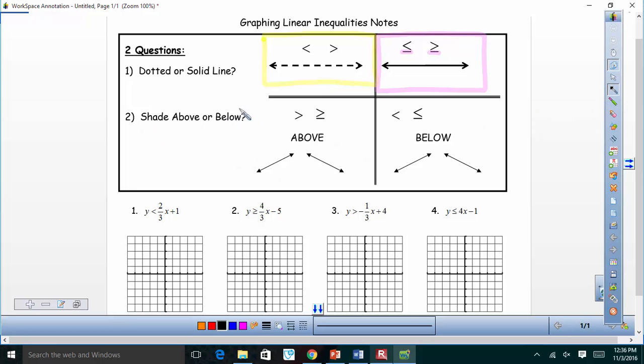Now for shading above or below, we're going to shade above the line if it is greater than or greater than and equal to, and then below if it's less than or equal to. That should make sense because if you make less than someone, or if your job occupation is less than someone, you're below them, whereas if you make more than them, you're above them. Okay? So let's try number one.